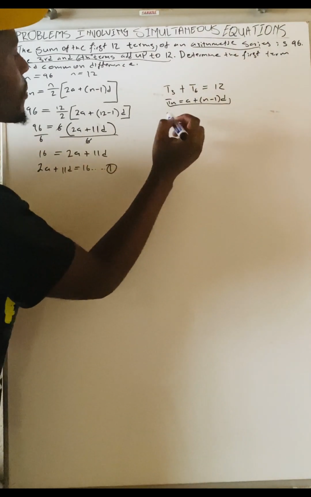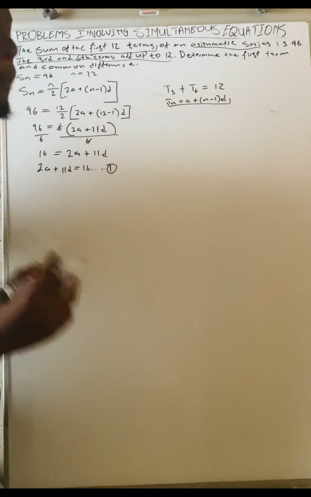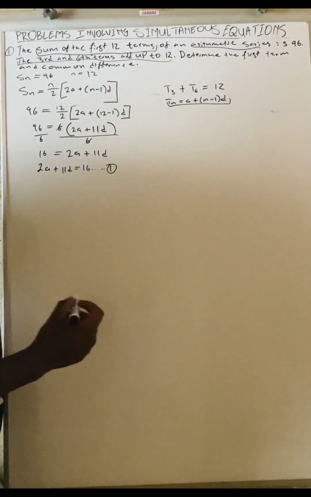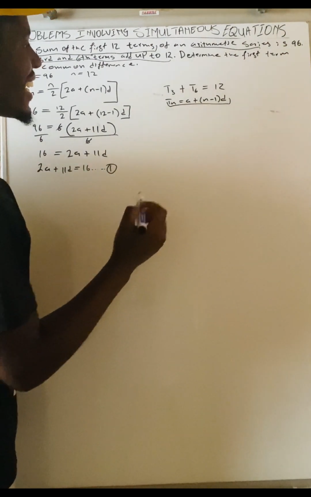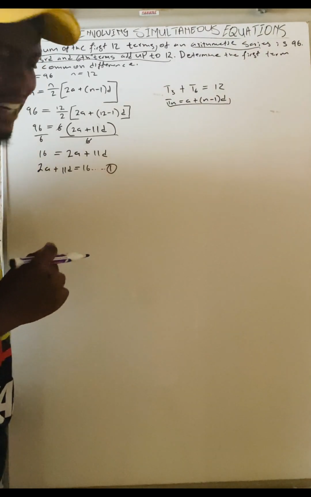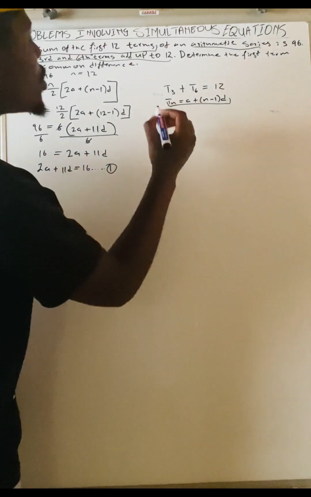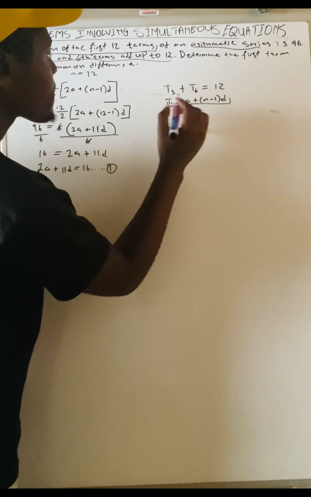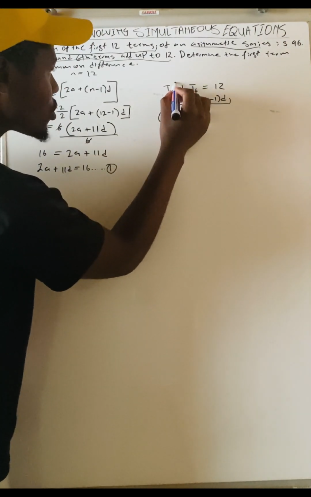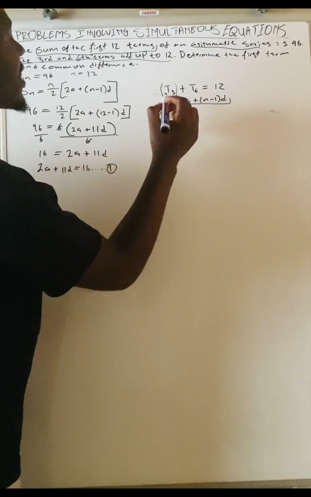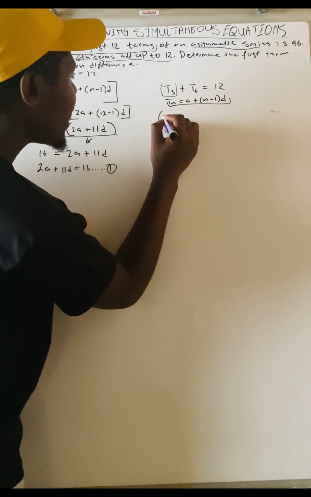Then you will write something like this. Be careful, guys. Do not mistake it: our T3 plus T6 here is equal to 12. Listen attentively. Let's focus on T3. As we write, you write.